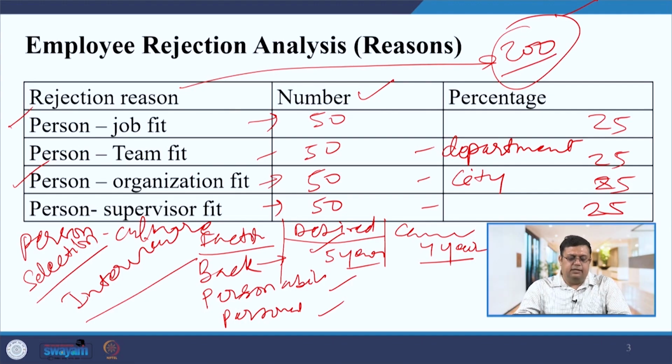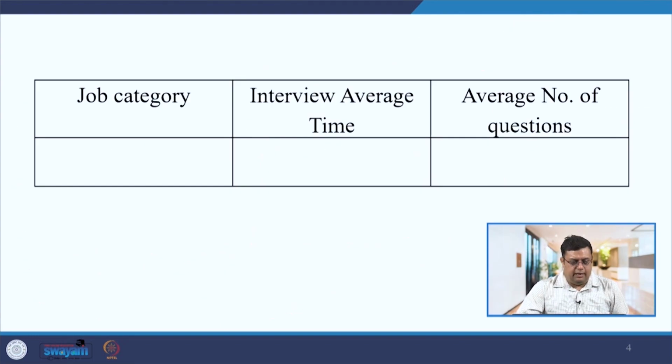And the second decision that you can take is how to develop the wait list criteria, on what basis you should give the wait list. These are the parameters that you can decide, and based on that you can develop the wait list criteria for the candidates.